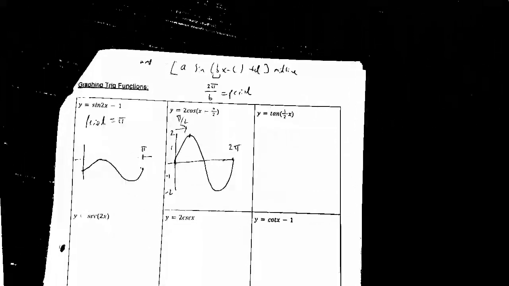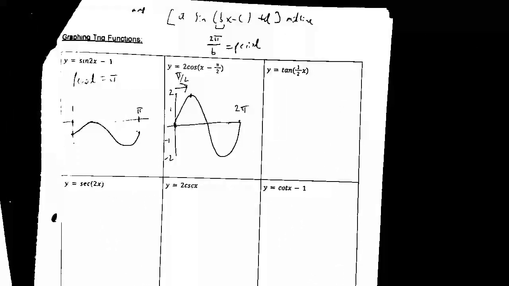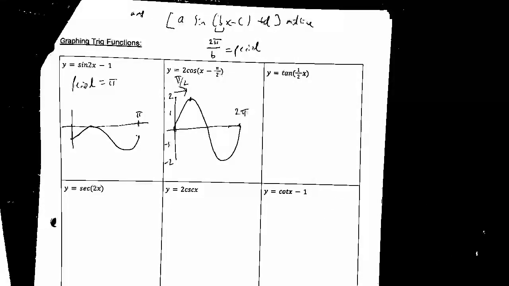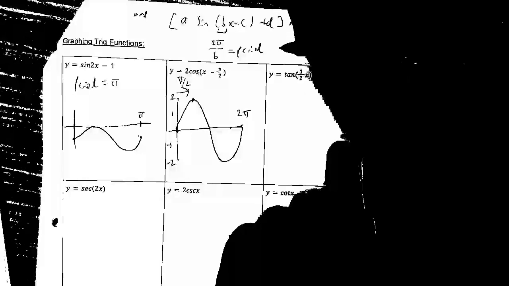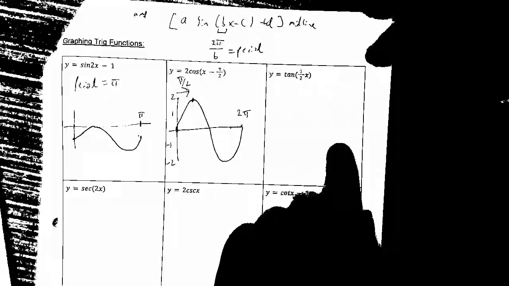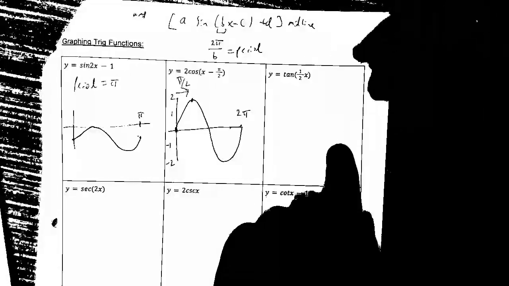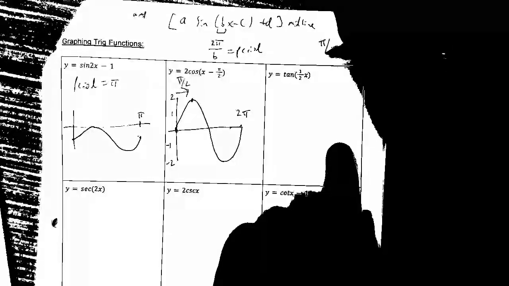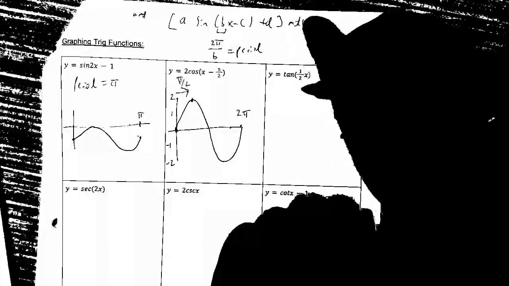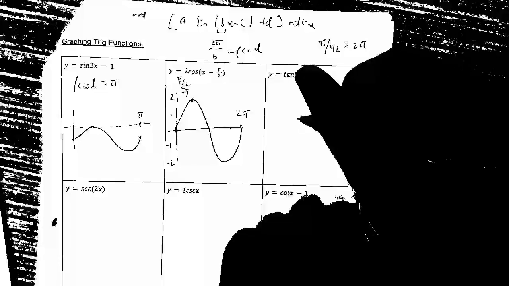Sorry about that. Tan 1/2 x. So with tangent, this follows a different rule than 2 pi over b. With tangent, because the period of tangent is pi, this is pi over 1/2, which is 2 pi. So this made the period of tangent 2 pi.